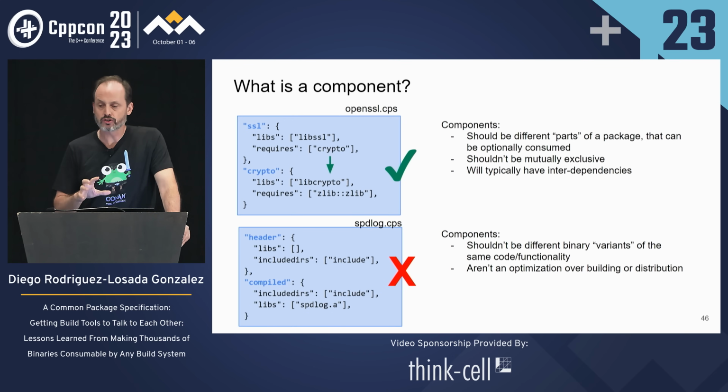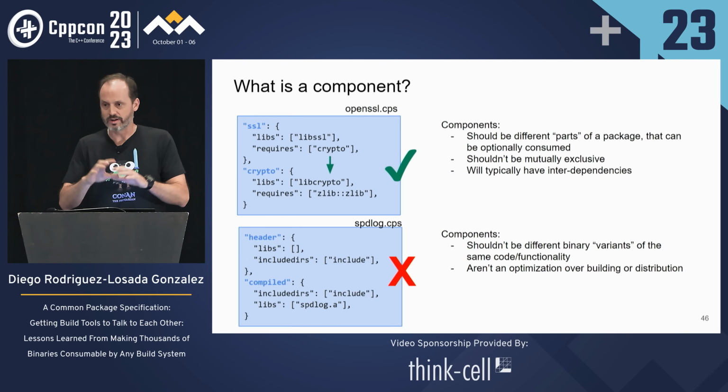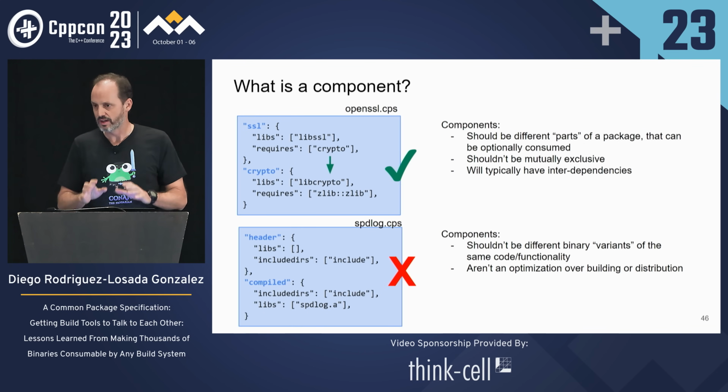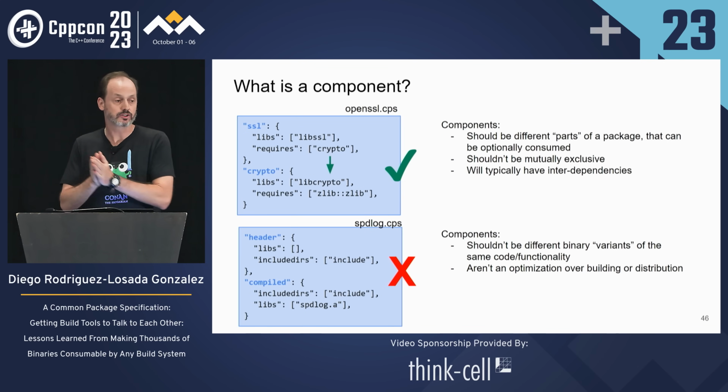And components also don't try to be an optimization over the build or distribution. Components, hey, I want this component from OpenSSL. That doesn't mean that you will only build OpenSSL with that component, because the OpenSSL build, no one wants to touch it. OpenSSL build will do this thing, it will build the 2 binaries, and this is going to be immutable. But at least you can decide which libraries you are linking.